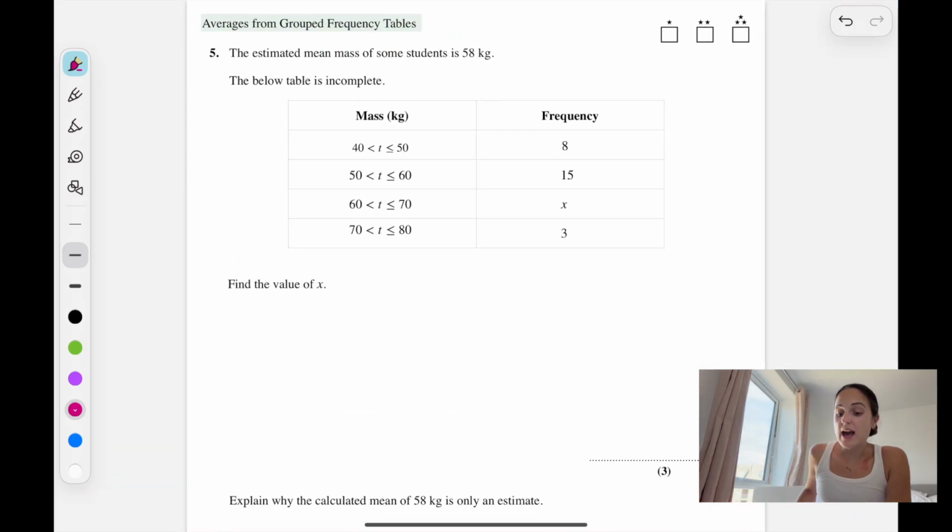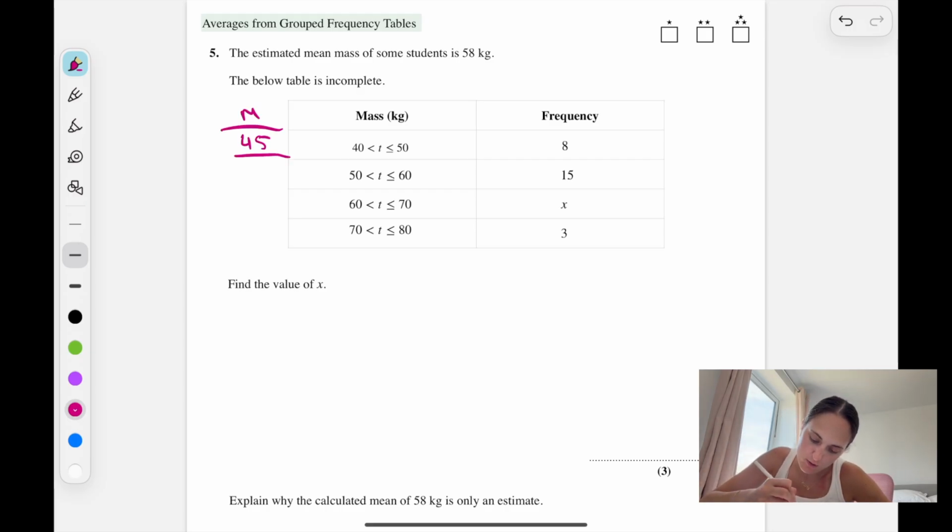This question here, we're doing averages from grouped frequency tables. So it says the estimated mean of some students is 58 kilograms. We need to find the value of x. So to find the mean from a grouped frequency table, we do the midpoints times the frequencies, add them all up, add the frequencies up, divide the two numbers, and then that's our answer. So if we go along and do that, we can work out the midpoints for each of these. So the first one's 45, then we have 55, then 65, then 75, and then we're going to do the midpoints times the frequencies for each of these.